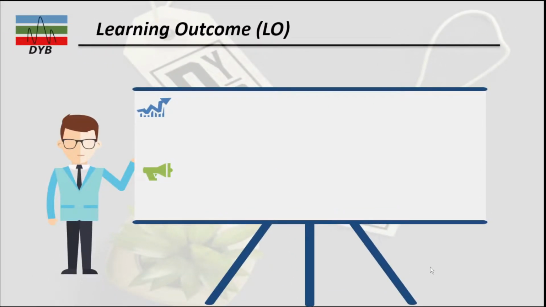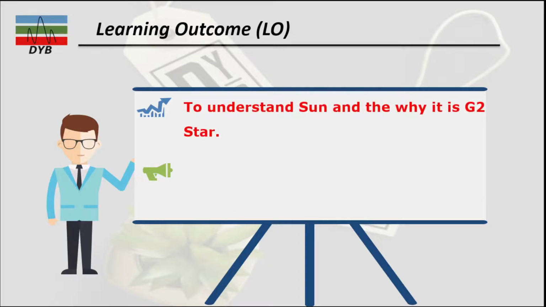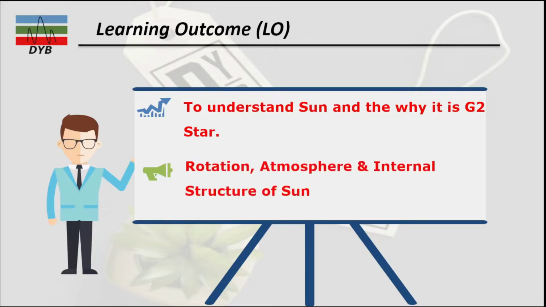Prior to starting the lecture, we have two learning outcomes. The first is to understand the Sun and why it belongs to the G2 type of star. The second is to learn and understand its rotation, its atmosphere, and also the internal structure of the Sun. These two main objectives will be achieved during this lecture.